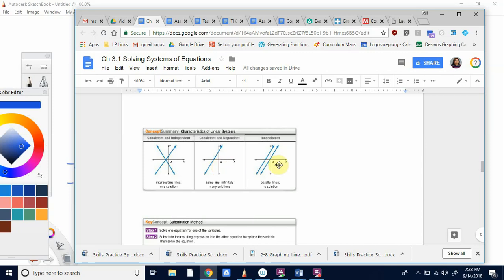When they're parallel lines and they have no solution, we just say they're inconsistent. We don't say they're independent or dependent. They're obviously not dependent upon each other. You could technically say they're independent, but we don't use that for parallel lines. If we have parallel lines, there's no solution, and that means they are inconsistent. Okay, so let's look at an example with that on there.